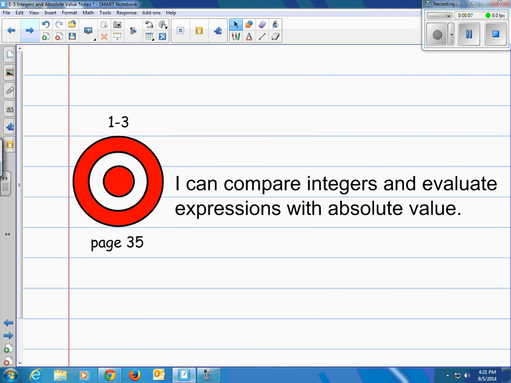Our target today is how you can compare integers and evaluate expressions with absolute value. It can be found in lesson 1-3 in our book on page 35.